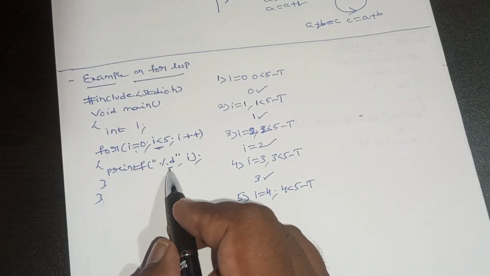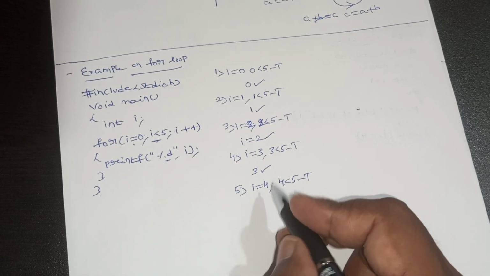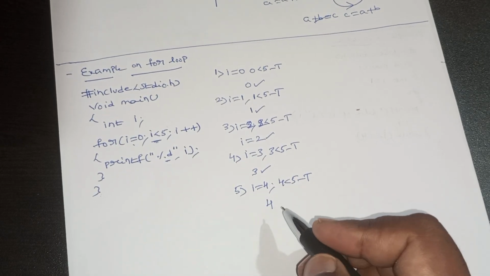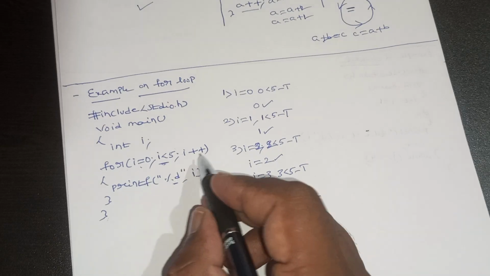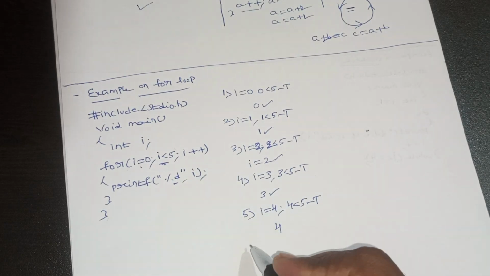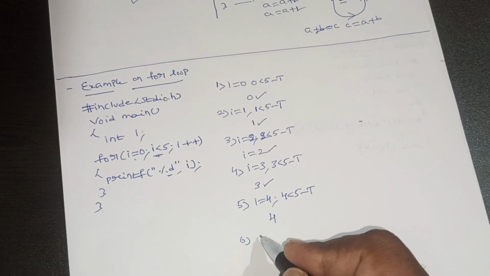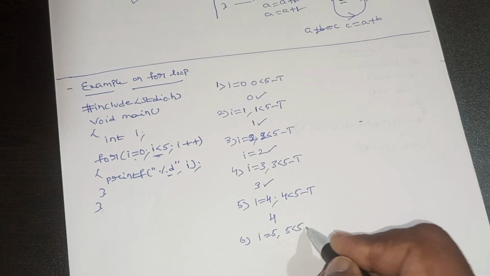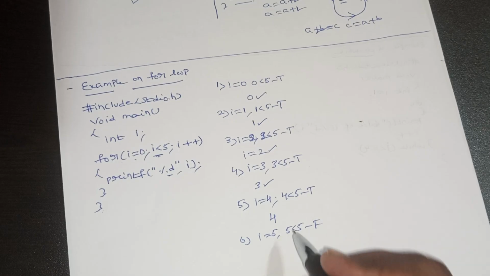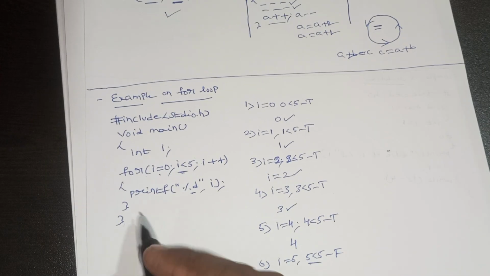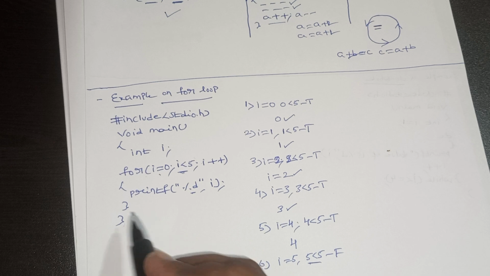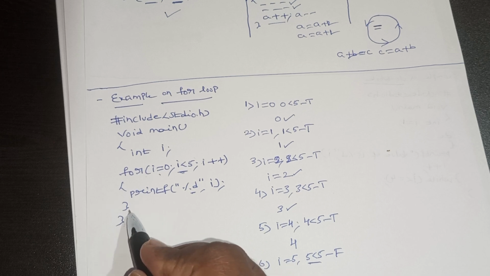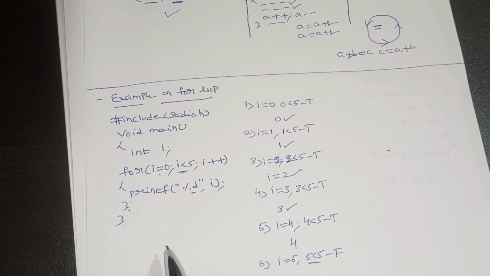Print percentage d I. What am I having? I am having 4. Now again where do I have to go? To the I plus plus. Now what is I equal to? 5. So 5 less than 5, condition false. Because the condition is false, what do I have to do? I have to end the for loop. It means I'll come to the end of the for loop. Okay, that is the for loop.